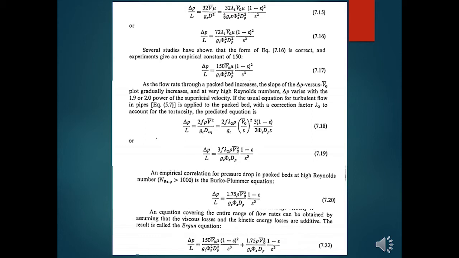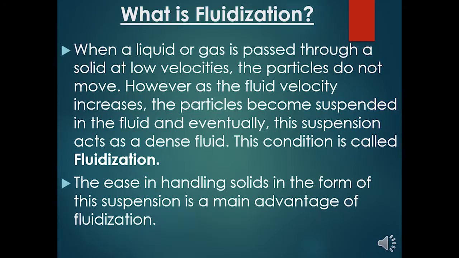So for deriving a general equation for pressure drop across all regions, we consider the assumption that the viscous losses, which are given by the Kozeny-Carman equation, and the kinetic energy losses, which are given by the Burke-Plummer equation, are additive over the entire range. So the entire result from this is known as the Ergun equation, which combines both the Kozeny-Carman equation and the Burke-Plummer equation. Next, we move on to the topic of fluidization.